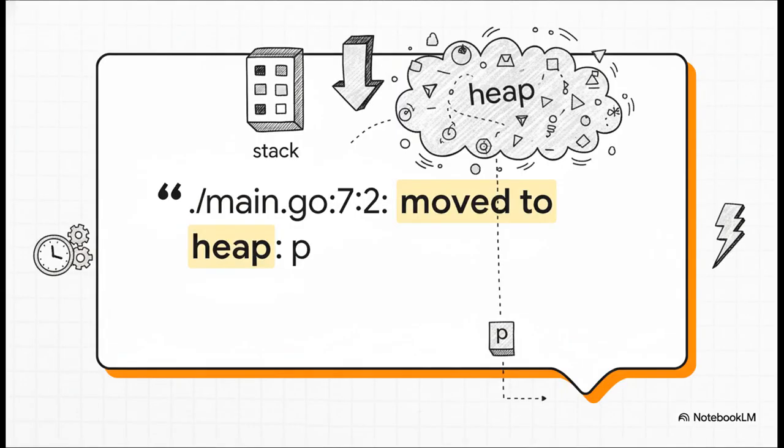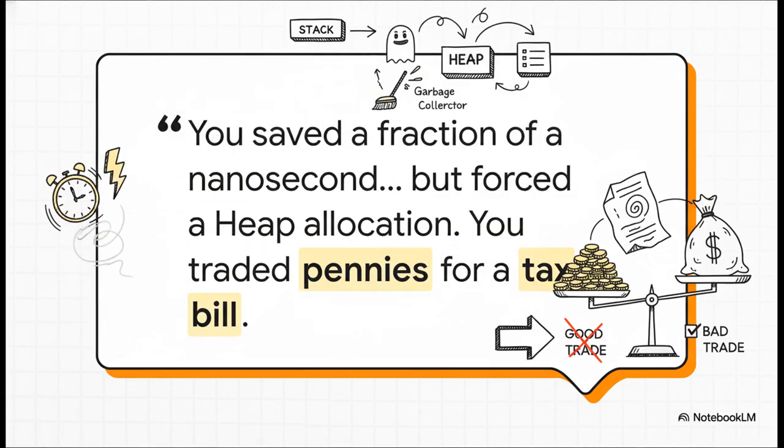And right there, in that output, is the smoking gun. This is the direct result of Ethan's optimization. The compiler literally tells you, moved to heap, p. That's it. His attempt to save a tiny, almost free copy operation ended up triggering a much, much more expensive allocation on the heap. And that gets us to the heart of the matter.